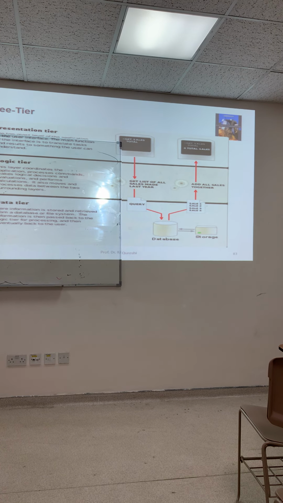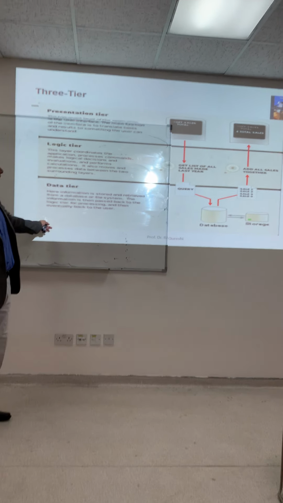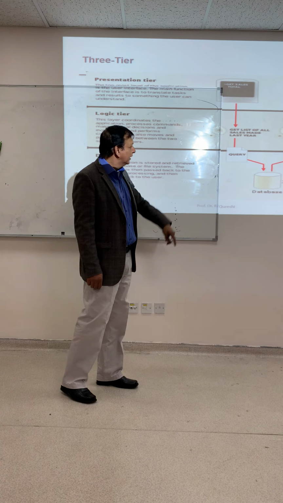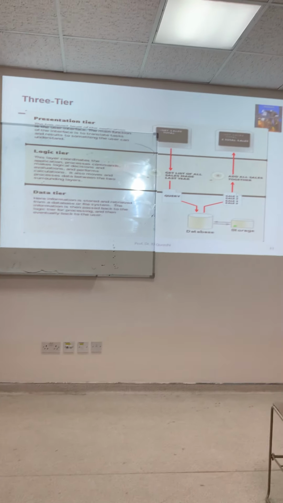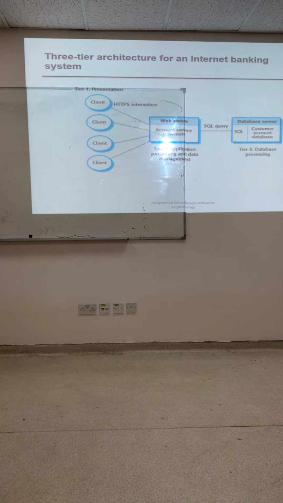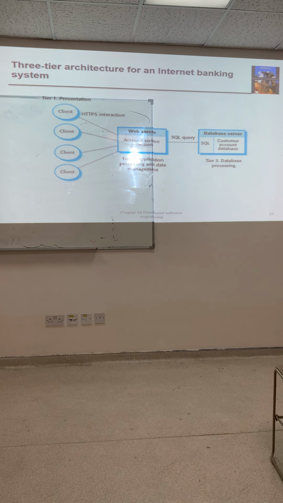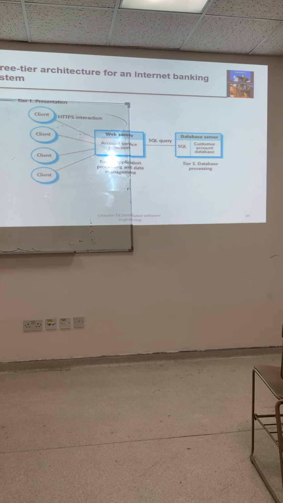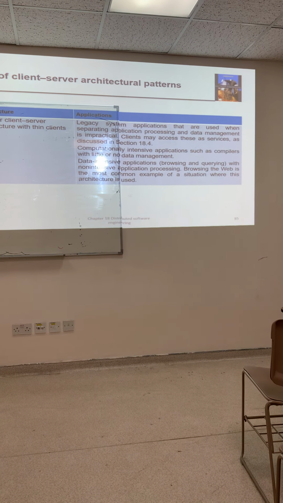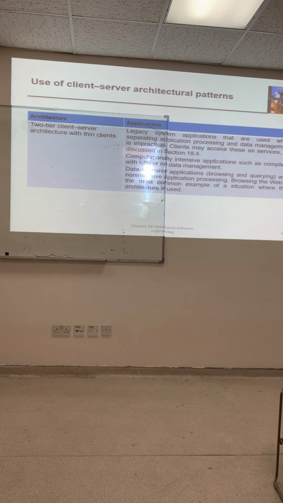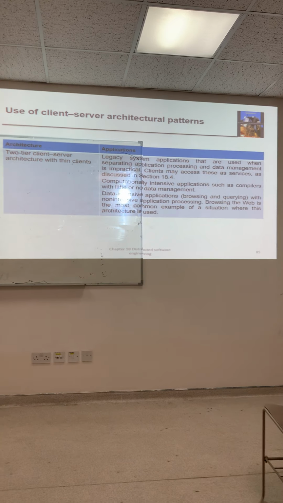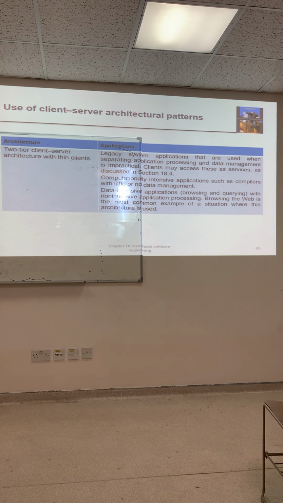So you have the presentation tier, logic tier, and data tier, just to make it further clear for you, and you have the clients. This is the three-tier architecture for an internet banking system. You have clients, you have a web server, you have the database. Two-tier architecture you use in the legacy systems, but still there are so many problems with business logic and the database.